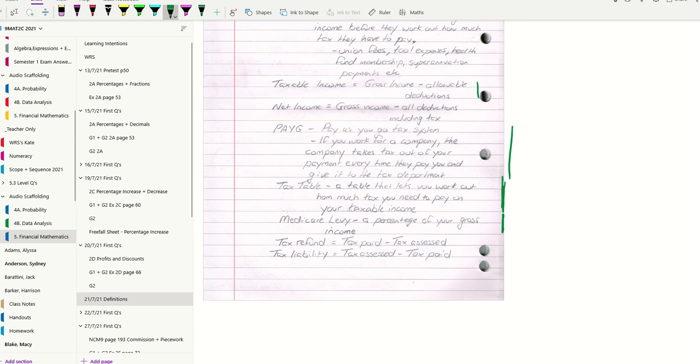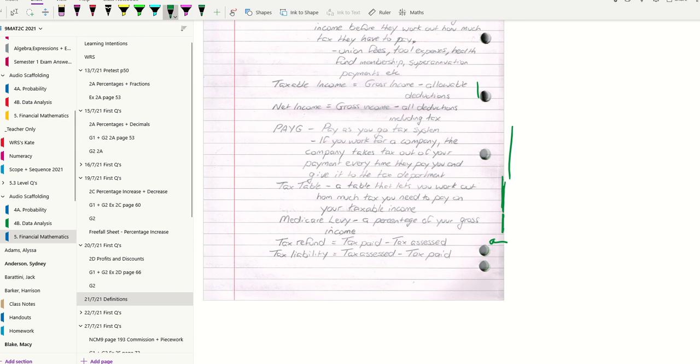And then finally, your tax refund is going to be having a look at how much tax you paid and how much you were meant to have paid, and adding the Medicare levy to that. If you paid more tax as you went, so if your PAYG amount you paid is more than how much you were assessed to have to pay plus your Medicare levy, you will get a tax refund and you will get money back for the difference.